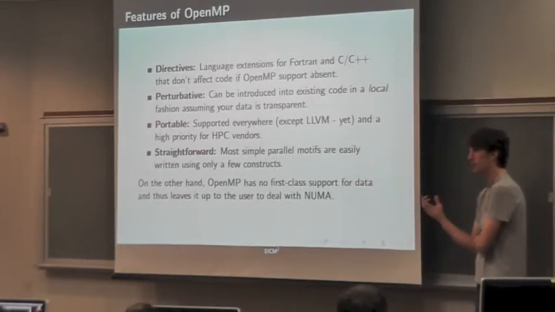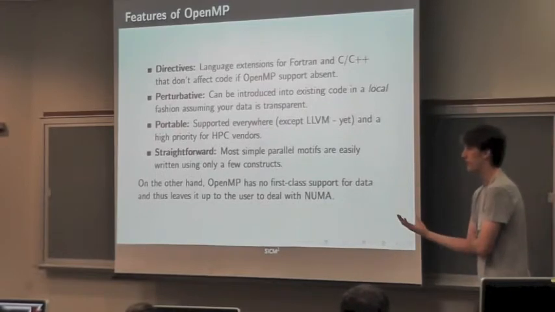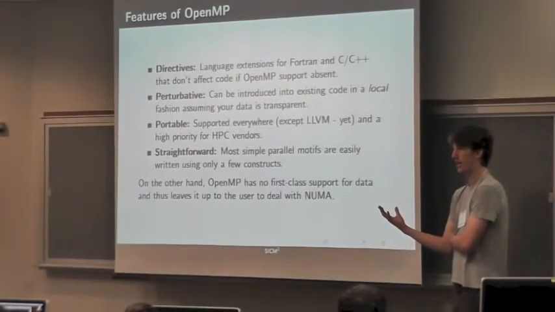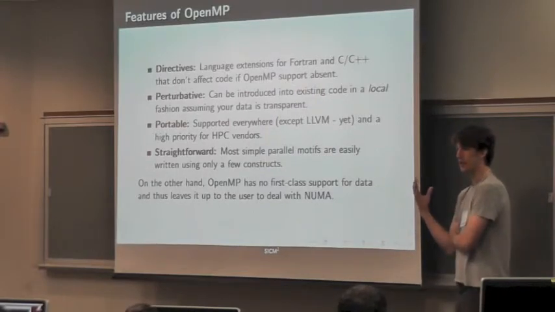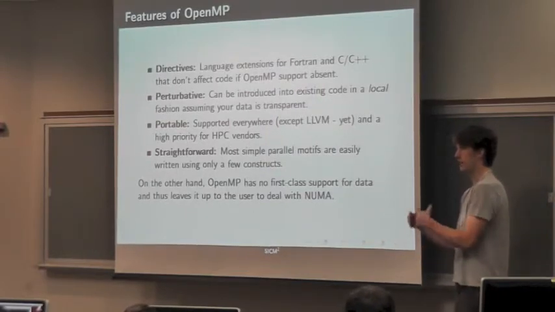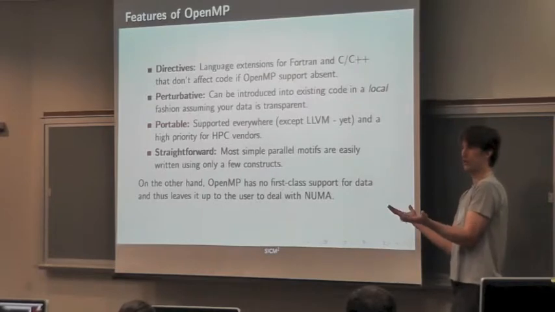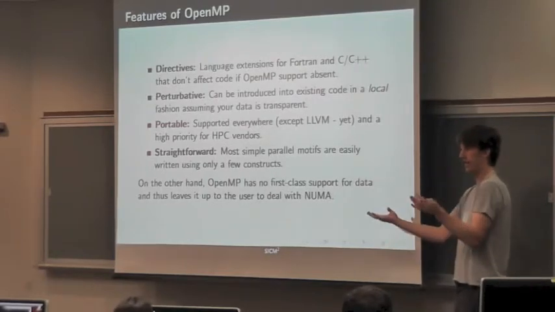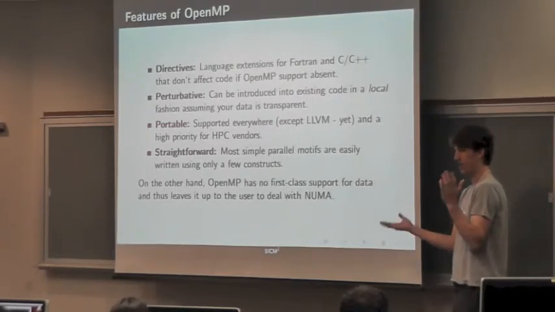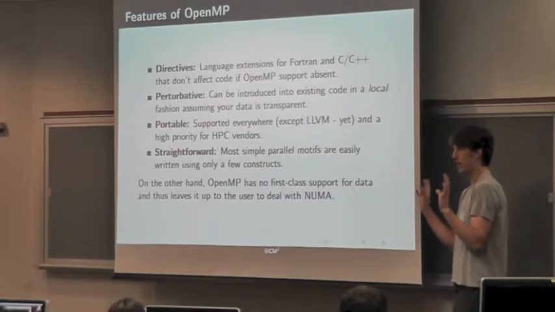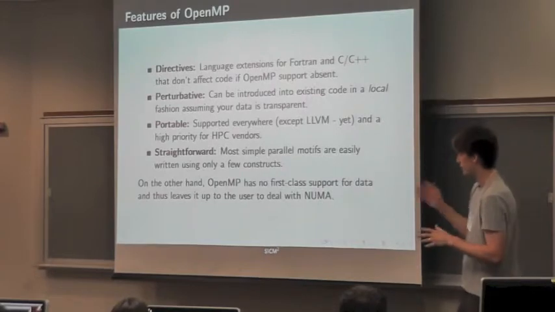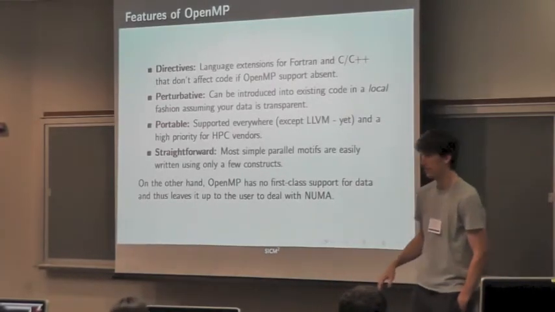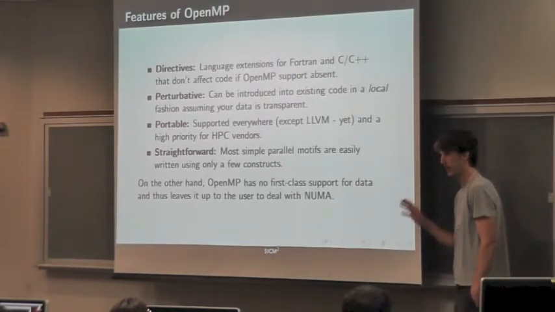The major problem with OpenMP is that it really doesn't have any first-class support for data, and you can get all sorts of problems because OpenMP just says, oh, shared memory. What's the difference? Memory over here, memory over there, caches. I don't know anything about these things. Different memory controllers? NUMA, never heard of it. OpenMP doesn't care.